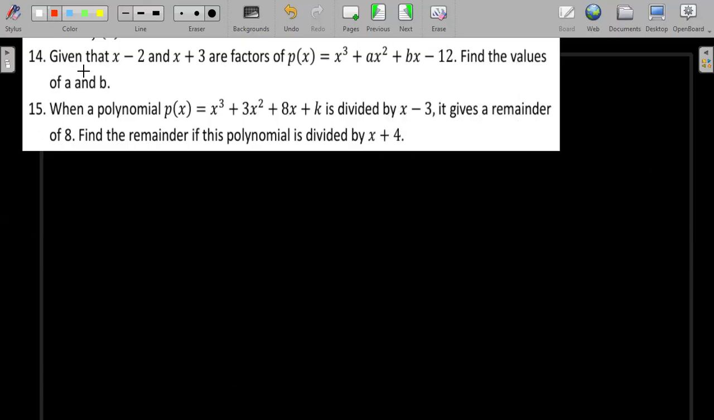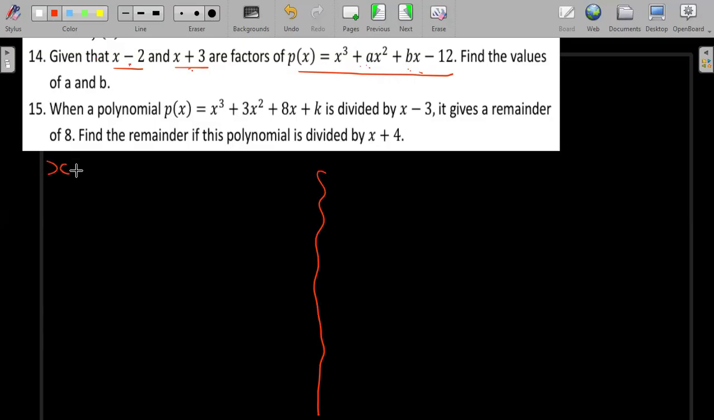The first one is question 14. They're saying x minus 2 and x plus 3 are factors of this polynomial here. Find the values of a. We're going to come up with two equations, one for this factor and the other for this factor, and then solve for the values of a. Let's separate the board into two parts.